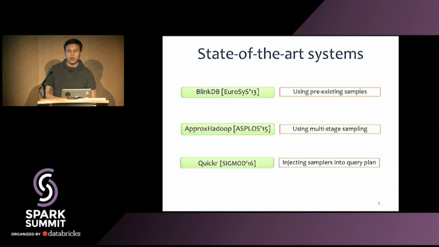As the name implies, ApproxHadoop is built on top of Hadoop. The idea behind this system is that they perform multi-stage sampling. In Hadoop, the data is split into multiple chunks. In the first stage, the system randomly selects chunks. For each chunk, they perform the second-stage sampling to take a sample of data, process over the sample data, and provide the approximate result and the error bar to the user.